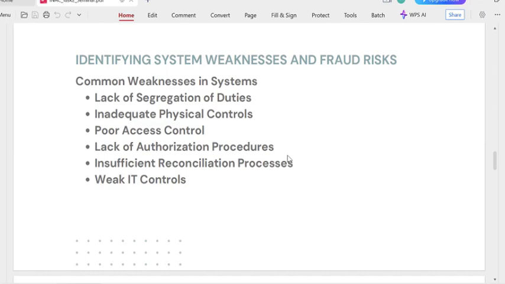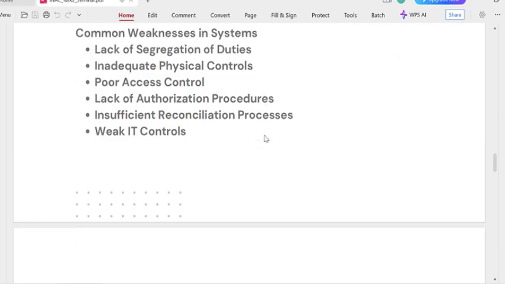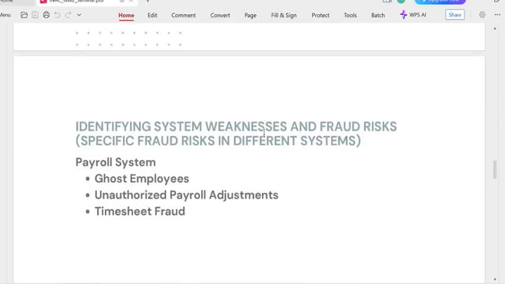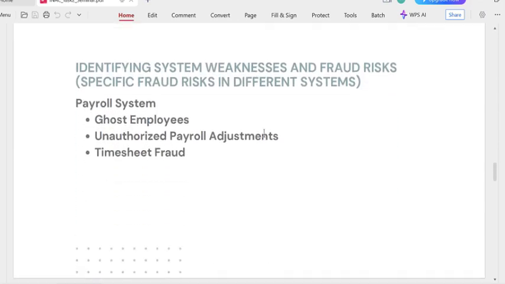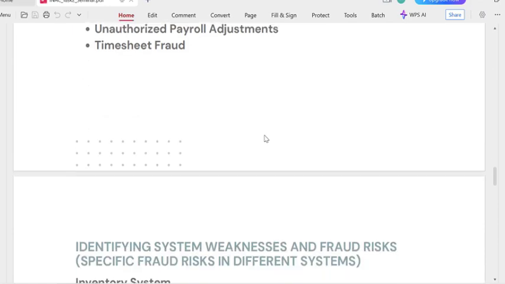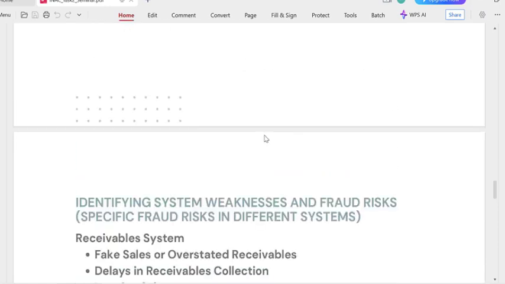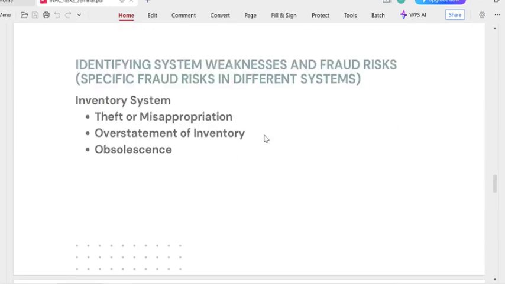And then we have weak IT control. I think we talked about that. If your IT is not robust, that's another weakness of the system. Okay. Now we are going to talk about weaknesses in each system, like the payroll system, inventory system, receivables, and so on.